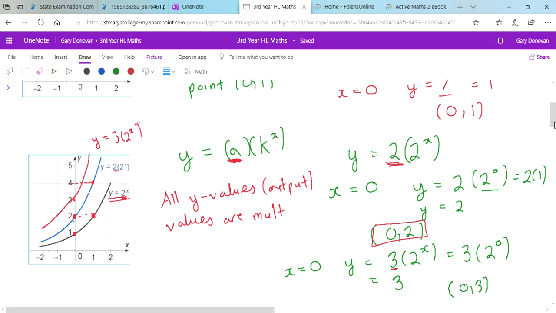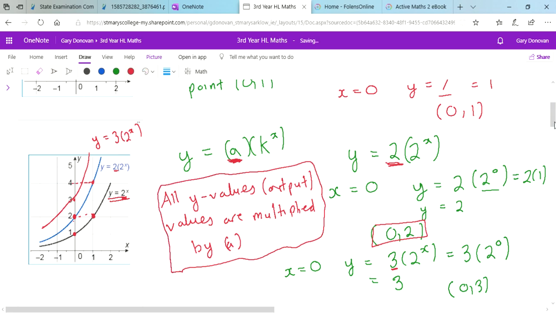Are multiplied by a. I hope that makes sense. That's a little bit confusing there, but basically if you read pages 451 and 452, it might make it a bit clearer.